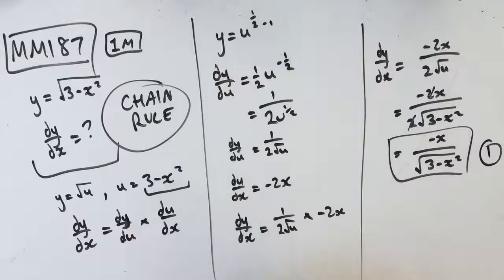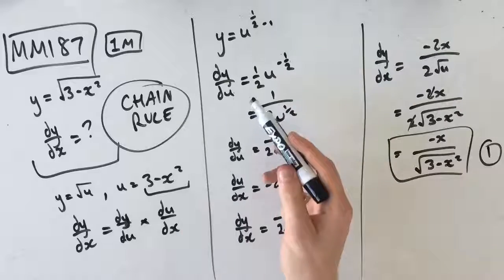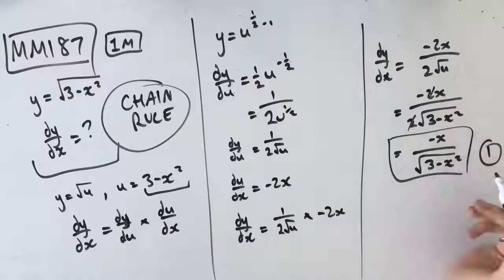If it was a 2-mark question, the first mark would simply be finding what dy du and du dx are and plugging those in. And then your second mark would come here when you've actually finished the question.